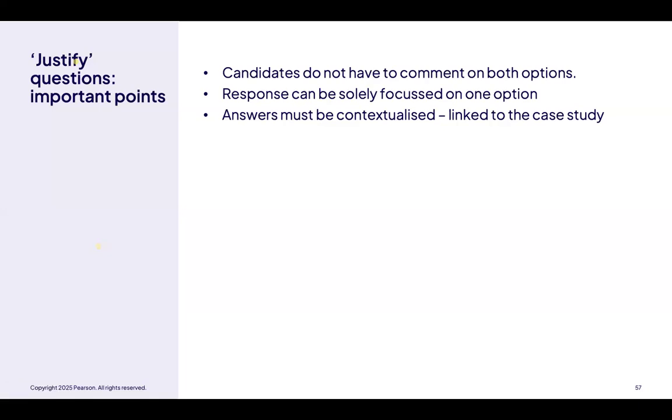Importantly on justify questions, and I think I've said this already, but I do want to really reiterate, candidates do not have to comment on both options. If you want to simplify things for your students, you can get them to focus just on one, a little bit like what that response itself did, focused on wholesalers. But it must be contextualized, and we could see there was some context there.